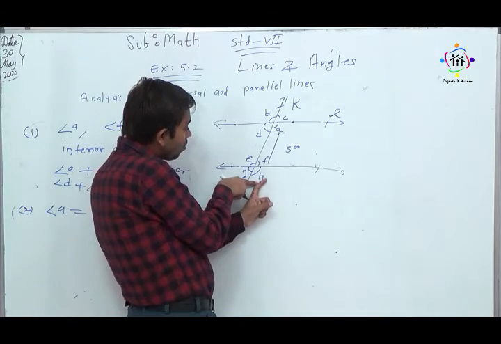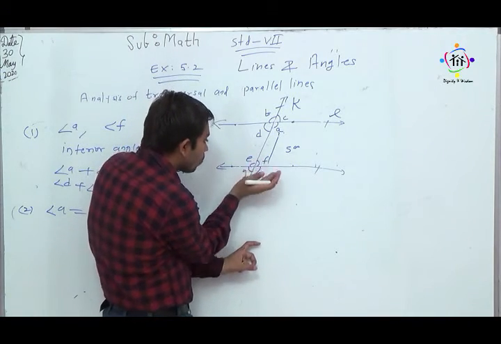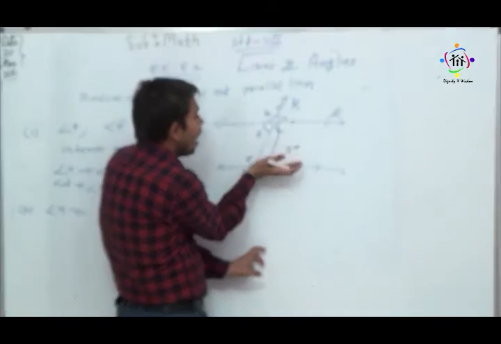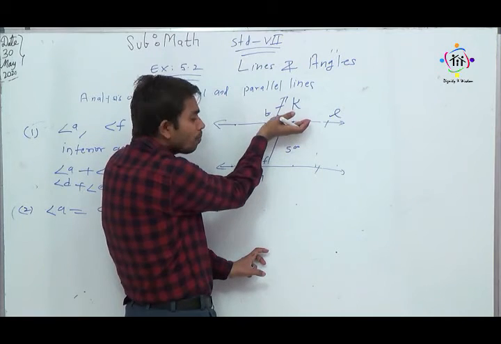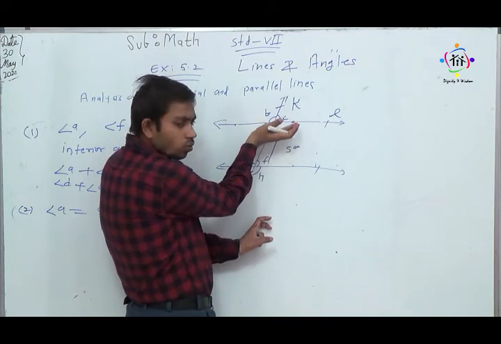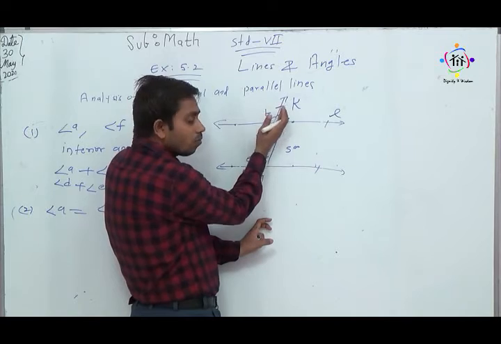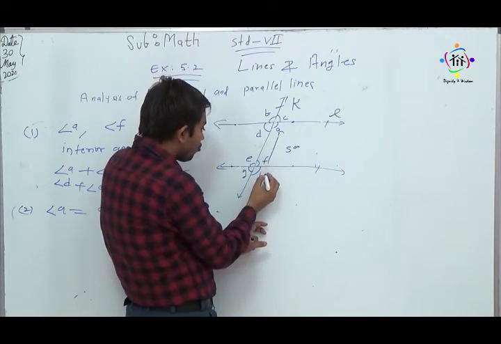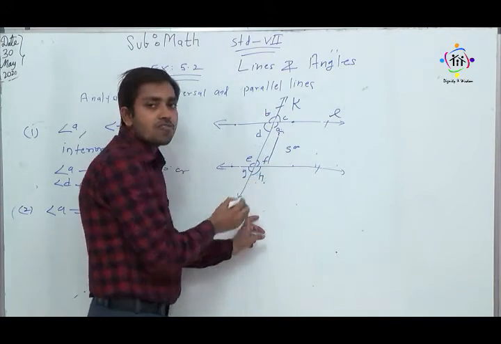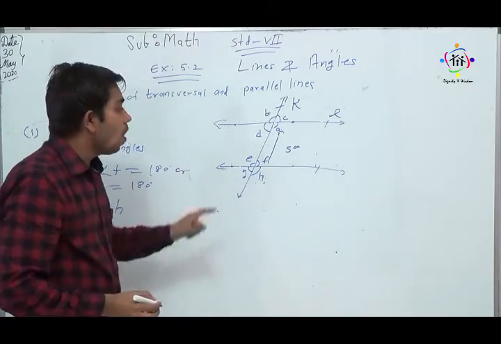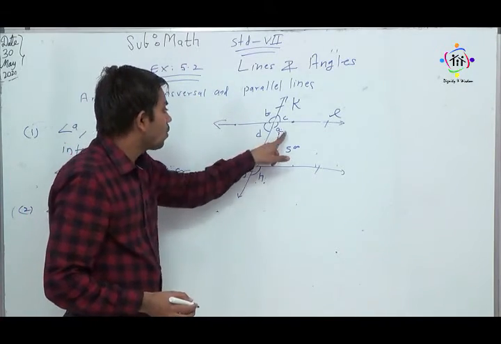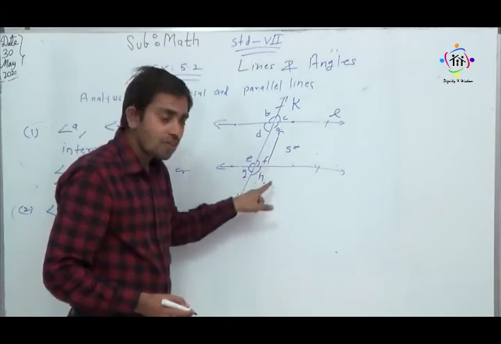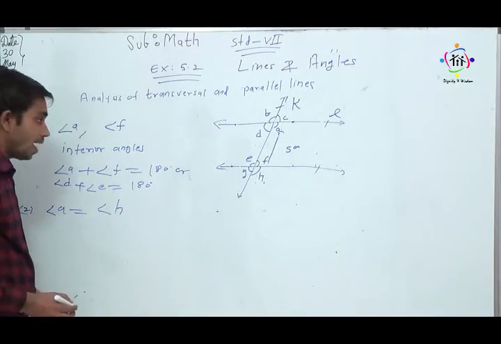So angle H is made on the outer side by the transversal on this parallel line, and another is made on the inside and downward side of the parallel line with the transversal. A and H are called corresponding angles. Always notice, my dear students, that corresponding angles are always equal. So angle A is equal to angle H.